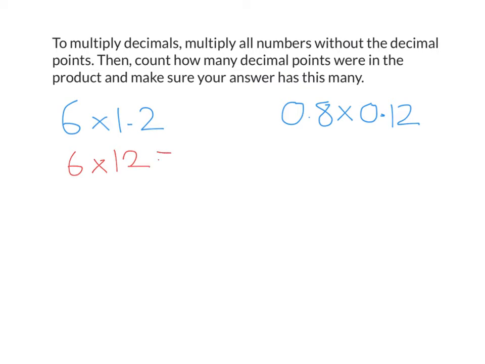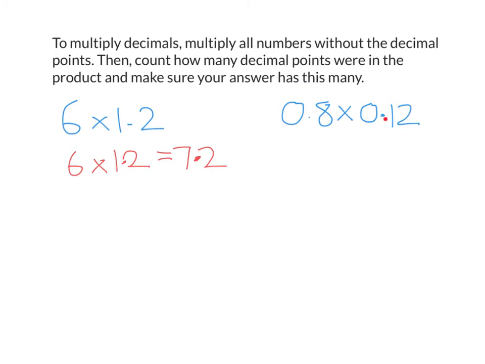So 6 times 12 is 72. Now, in the original numbers, there was 1 digit after the decimal point, just this 2 here. So I'm going to make my answer have just 1 number after the decimal point. So I put a point here. Now there's 1 digit after the decimal point. 6 times 1.2 is equal to 7.2.